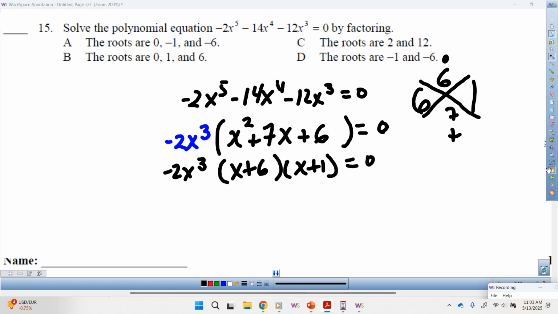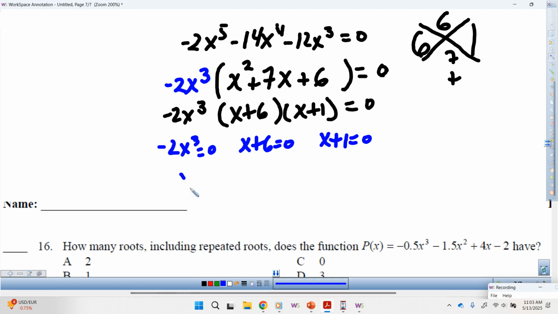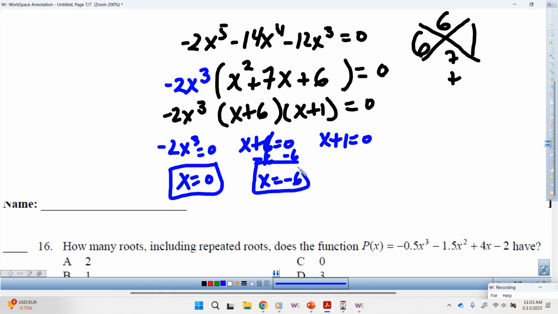Next, what else do I do from there? We'll set each one of those equal to 0. Negative 2x cubed equal to 0. X plus 6 equal to 0. And x plus 1 equal to 0, and solve. So this one, if we substitute 0 for the x, that becomes 0, so x equals 0. This one, minus 6 on both sides, x equals negative 6. Minus 1, x equals negative 1. So my answers are x equals 0, x equals negative 6, and x equals negative 1.